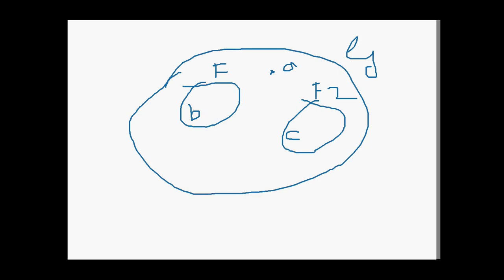Can f2 access b? No. Can f access c? No, because both have different scope and it cannot be accessed.